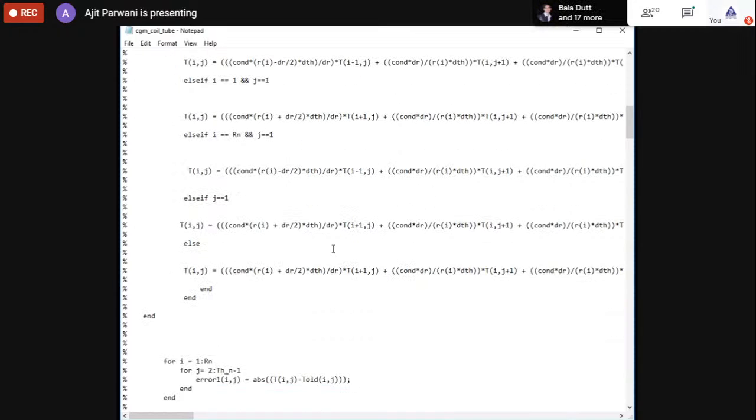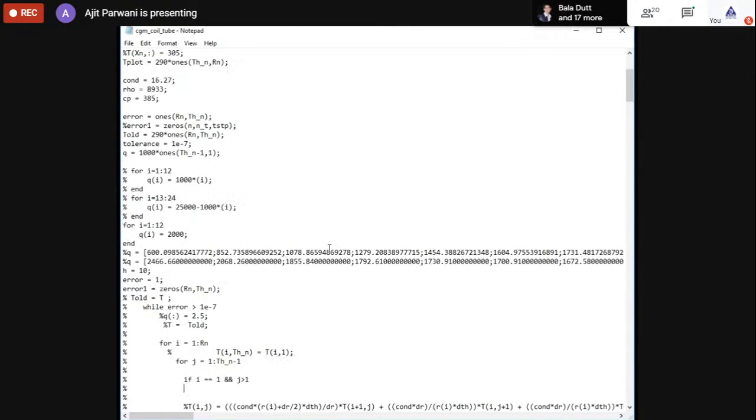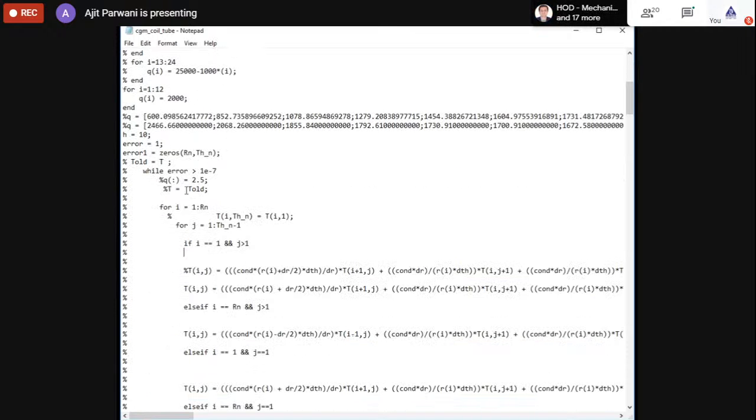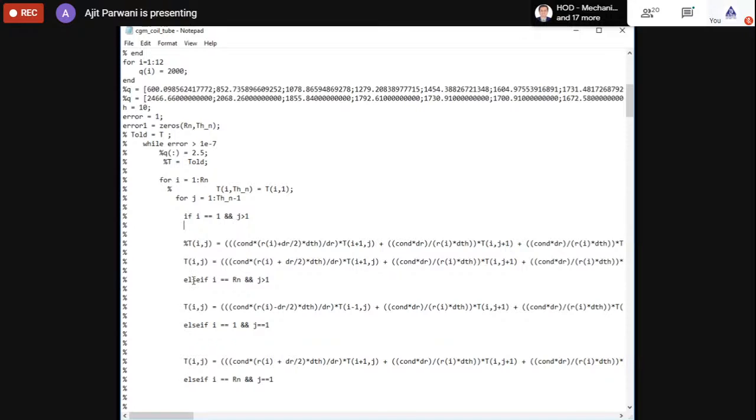So this is the angular direction code, the code in cylindrical coordinates. I'm not getting the code in Cartesian coordinates right now. In this way, you can choose any platform, like C++ or C. Here I chose the MATLAB platform to find the solution for the temperature variable. Okay, sir.